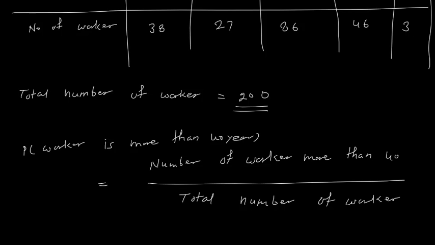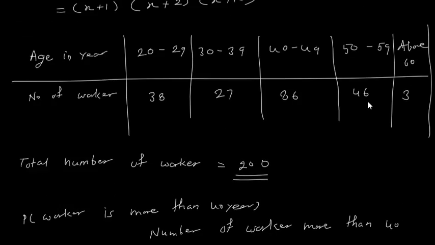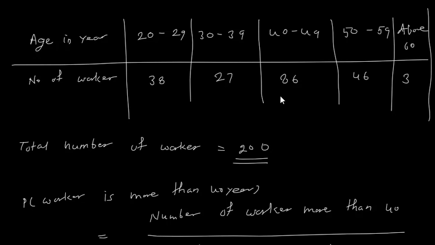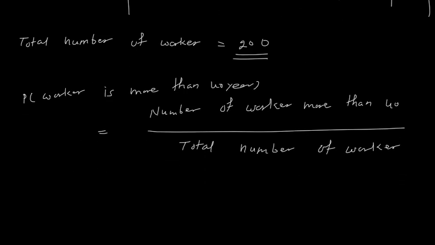I have to check the number of workers more than 40 divided by the total number of workers. So here I will add 86 plus 46 plus 3, and divide by the total, which is 200.